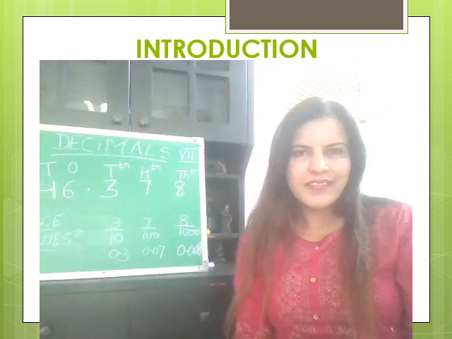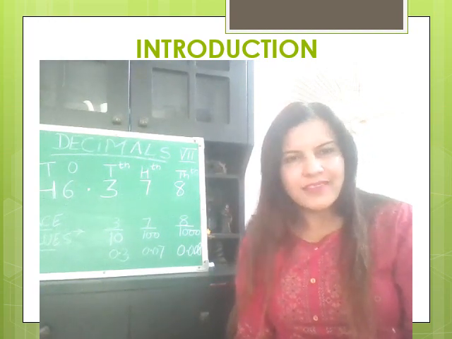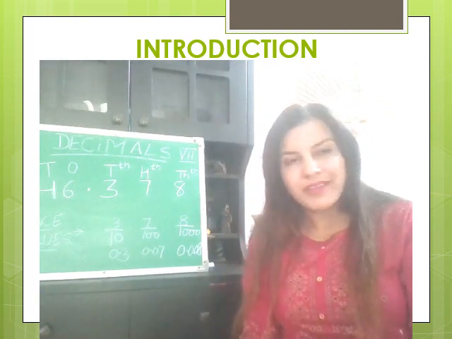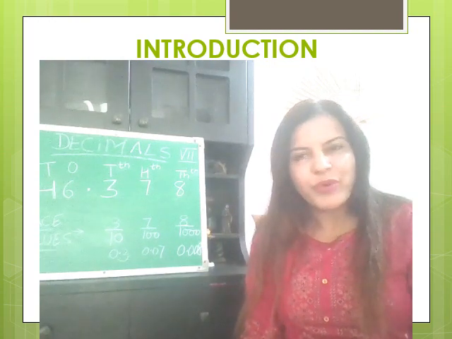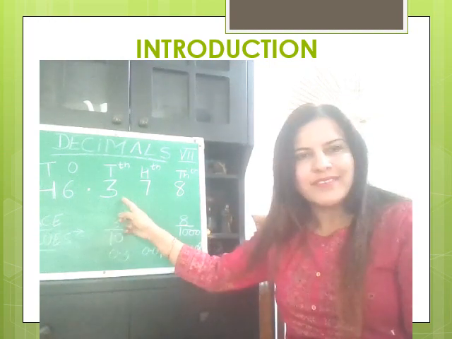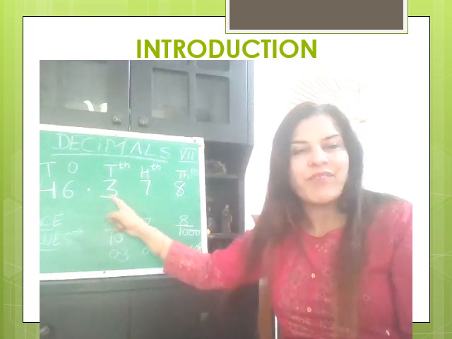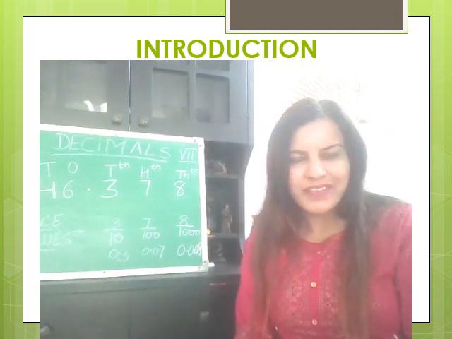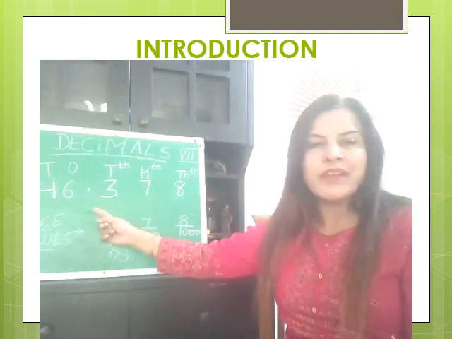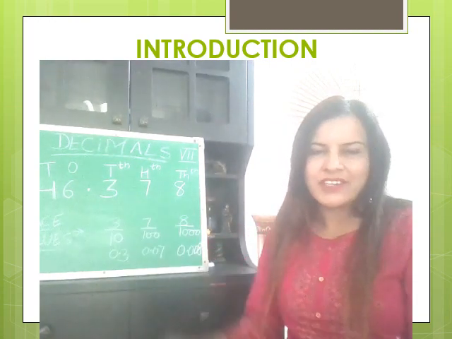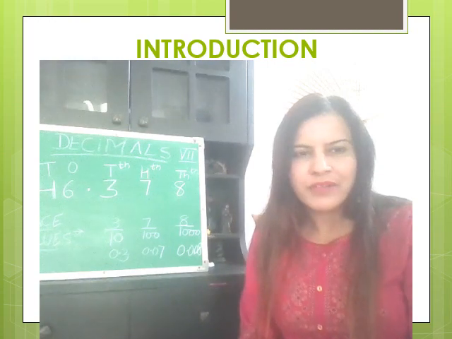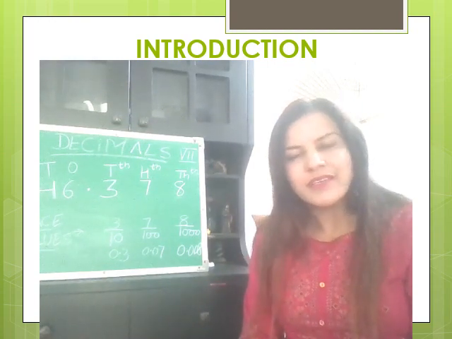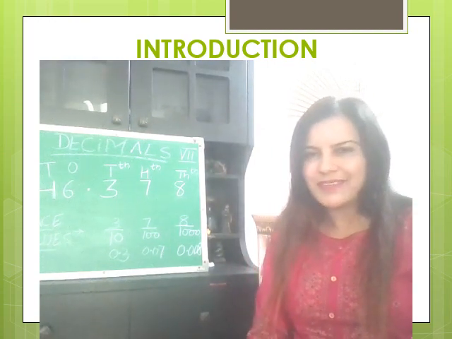We all know that whole numbers have ones as the smallest place values. But is it possible to keep going to smaller values than ones? To show smaller values than ones, a decimal point or dot is placed after the ones place. Let's look at this example, 46.378. This is a decimal number. The numbers expressed in decimal forms are called decimals.